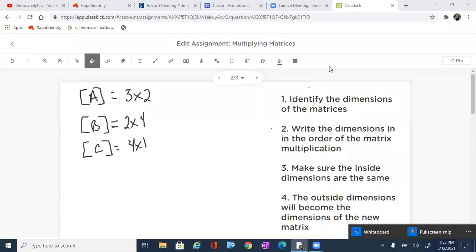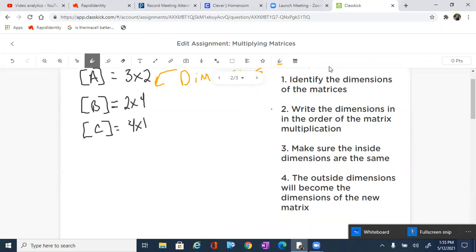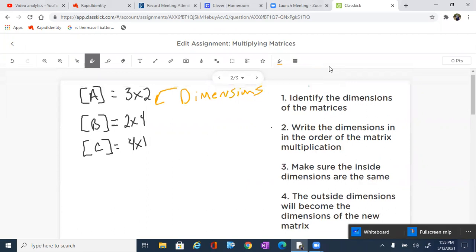All right, y'all, this video is just about learning how we determine if we can actually multiply matrices. What you'll notice here is I've got matrix A, B, and C. I did not put numbers in them. All I did was label their dimensions next to them. What we are going to do is determine, can we actually multiply these matrices just by their dimensions? So here are the steps to do that.